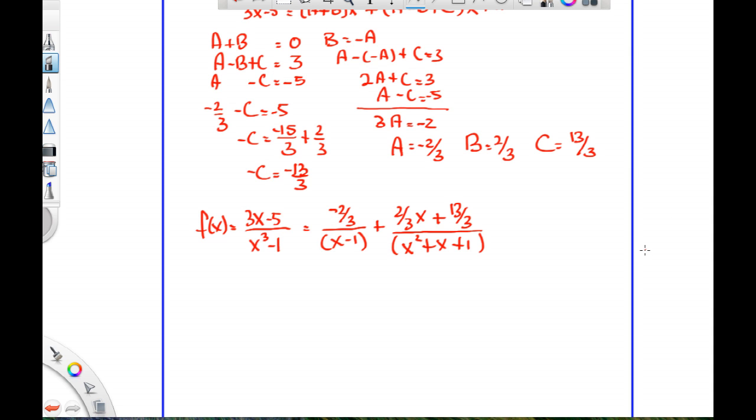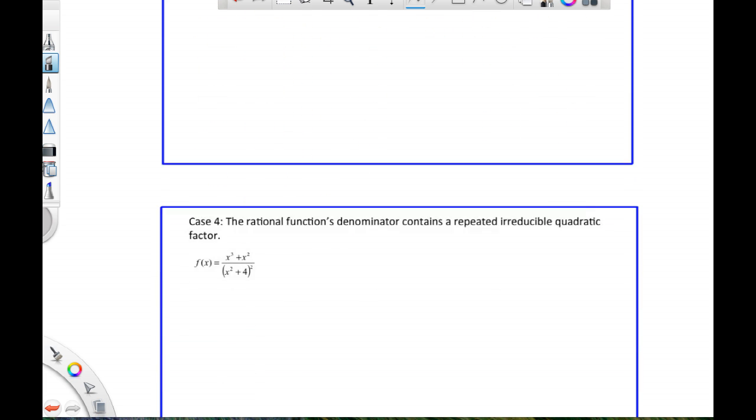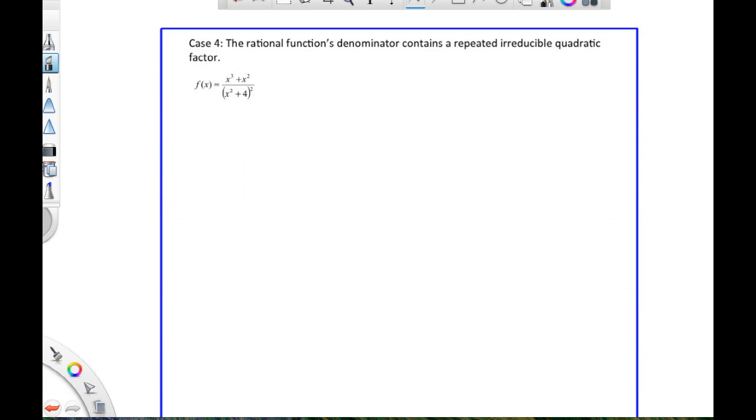The third case was when we have a non-repeated, irreducible quadratic. So hopefully you can anticipate what's coming next, and that would be a repeated quadratic factor. Right here is a quadratic factor, x squared plus 4. It's being repeated, and you cannot reduce that. So this gives you the following breakdown.